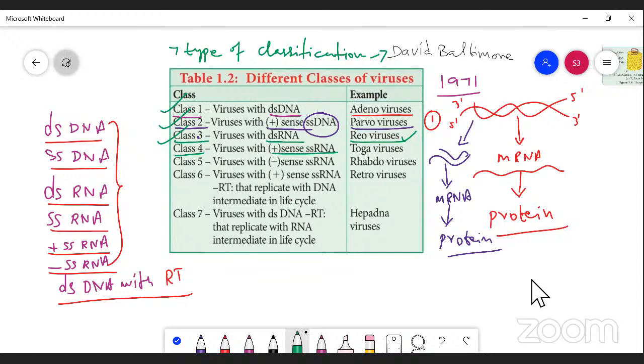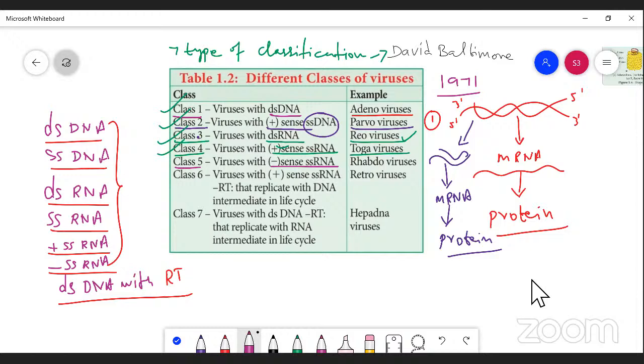Because of the presence of only positive sense, there is synthesis of only protein. DNA converts to RNA, RNA converts to protein. Protein is synthesized in viruses with a positive sense single strand of RNA. Examples: togaviruses.